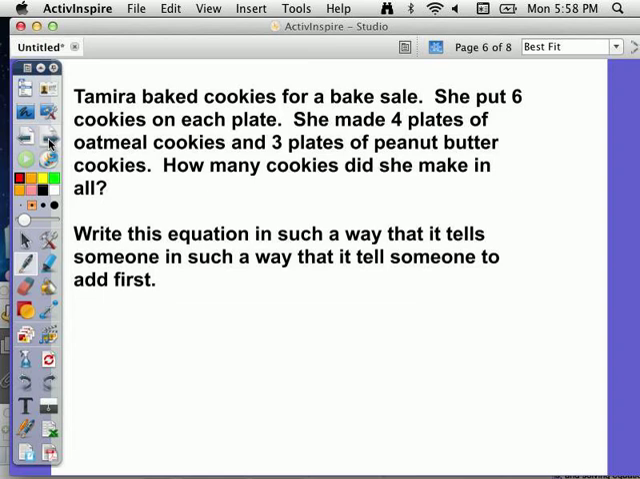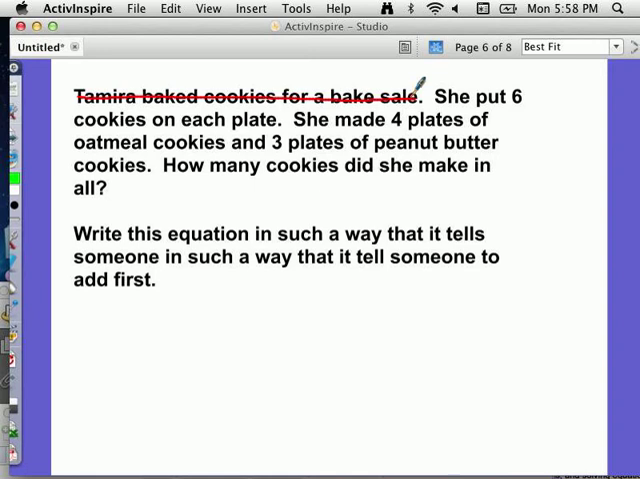Tamara baked cookies for a bake sale. She put 6 cookies on each plate. She made 4 plates of oatmeal cookies and 3 plates of peanut butter cookies. How many cookies did she make in all? That's the question I need to answer.